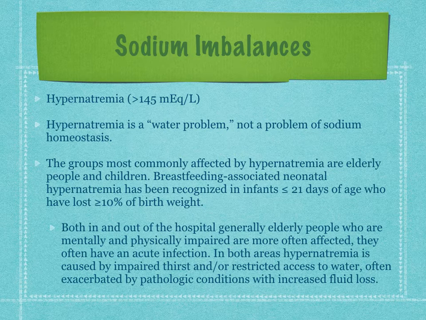Both in and out of the hospital, generally elderly people who are mentally and physically impaired are more often affected, and they often have an acute infection as part of the big picture of why they have hypernatremia. In both areas, in and out of the hospital, hypernatremia is caused by impaired thirst and/or restricted access to water, and it's often exacerbated by pathologic conditions with increased fluid loss.